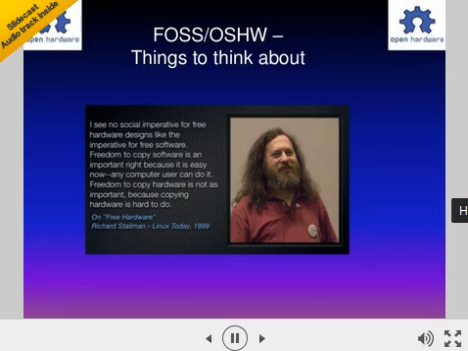He said, I see no social imperative for free hardware designs like the imperative for free software. Freedom to copy software is an important right because it is easy now. Any computer user can do it. Freedom to copy hardware is not as important because copying hardware is hard to do. And that's an end user perspective. Perhaps limited, but it makes one point. There's some difference in terms of what you can do as an end user with open hardware. Maybe a bit more challenging than open source software.